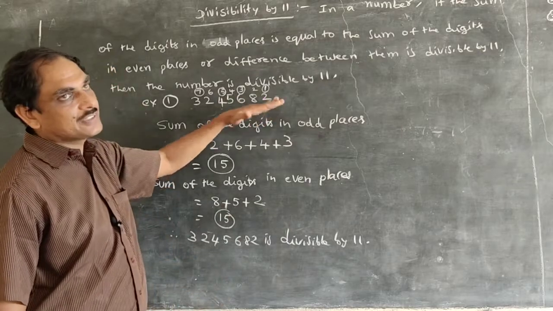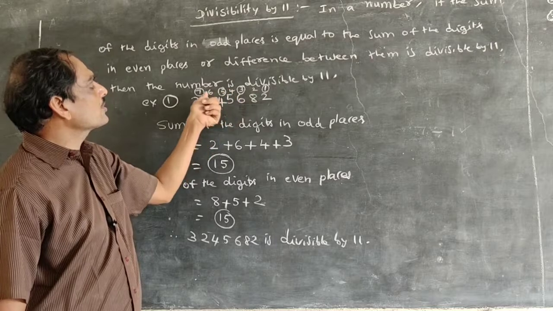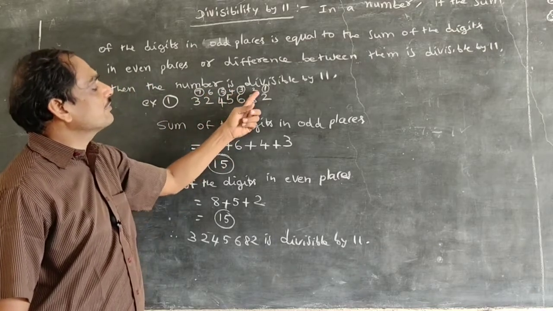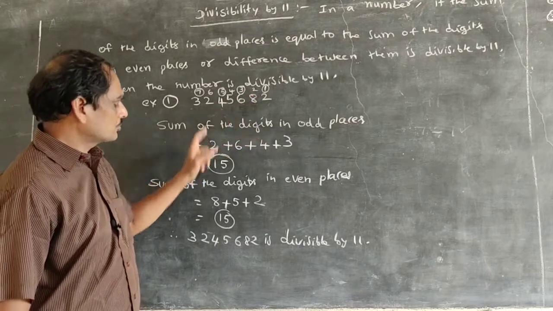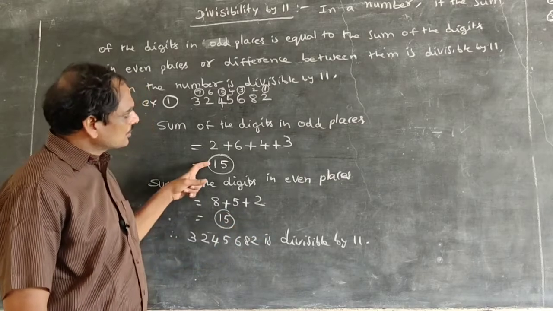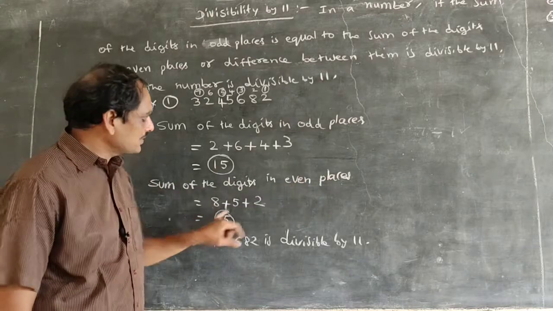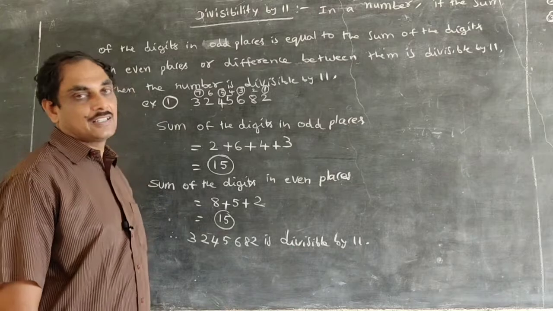Similarly, the sum of the digits in even places. What are the even places in the number? From the right side, the second, fourth, and sixth are the even places, and the digits in even places are 8, 5, 2. So we add 8 plus 5 plus 2, we get 15. So the sum of the digits in odd places is 15, the sum of the digits in even places is 15. So therefore we say that this number is divisible by 11.